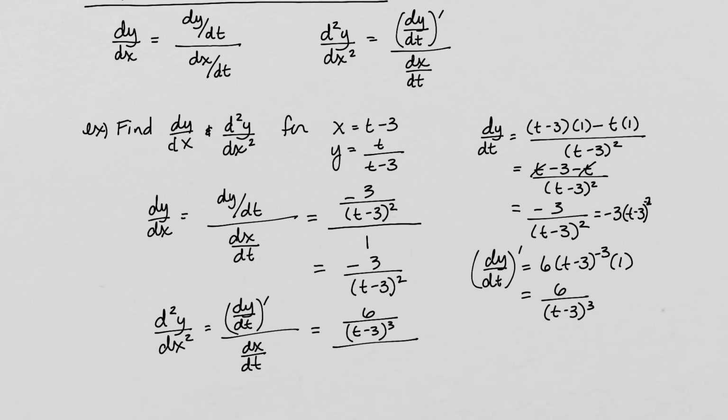Again, divided by the derivative of x with respect to t, and the derivative of x with respect to t is still just 1. So this is going to be 6 over t minus 3 cubed. Questions? So it's a little tedious, but it's not too terrible.